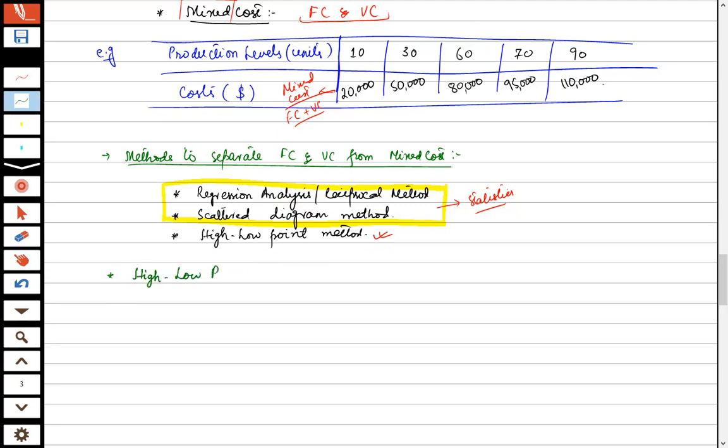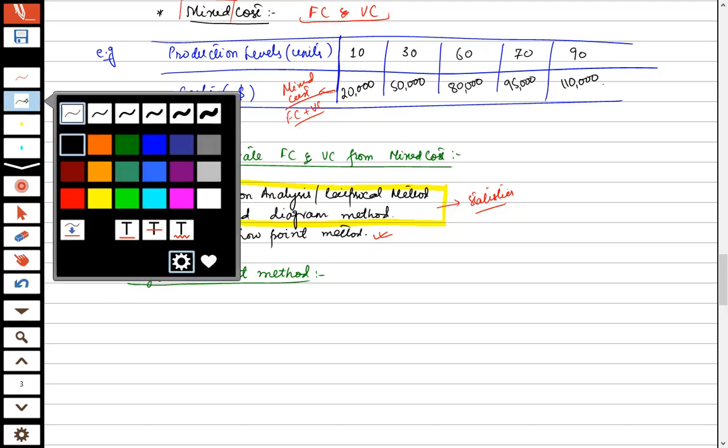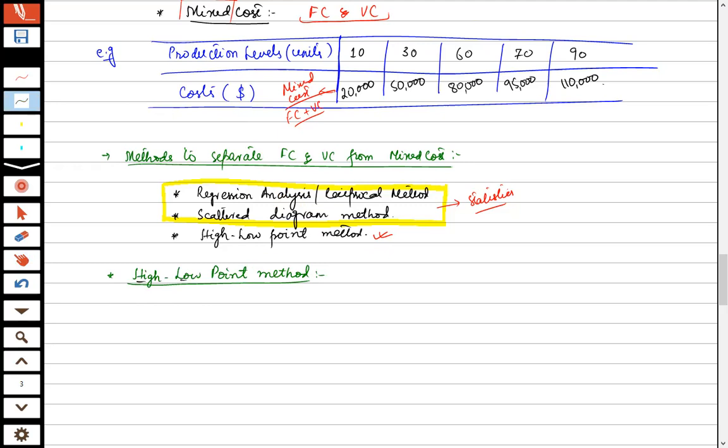High-low point method. What is done in the high-low point method? In the high-low point method, as the name suggests, one high point is taken and one low point is taken. And what is meant by that? One high and one low is taken of the activity, the production level, and its corresponding cost.